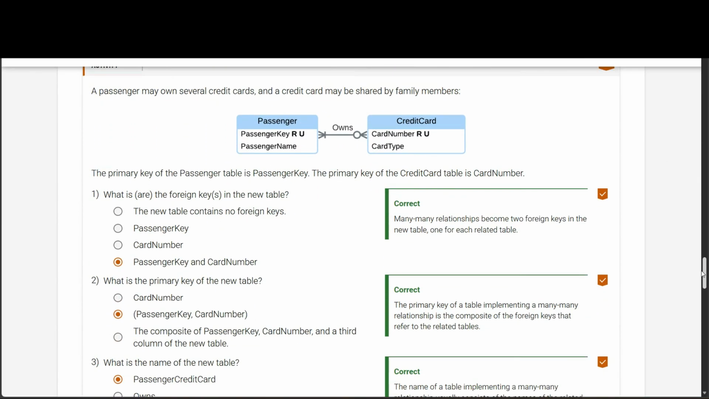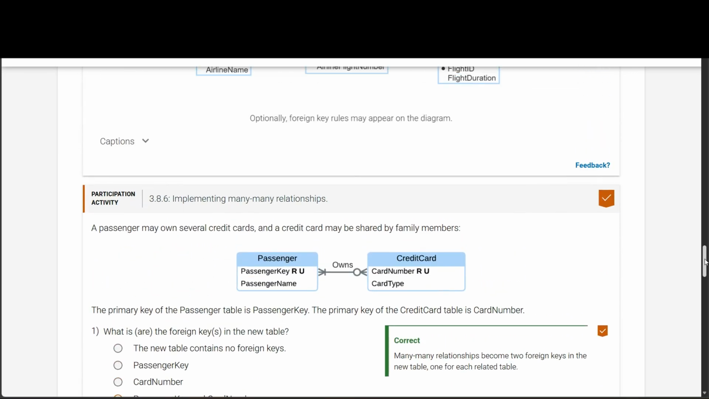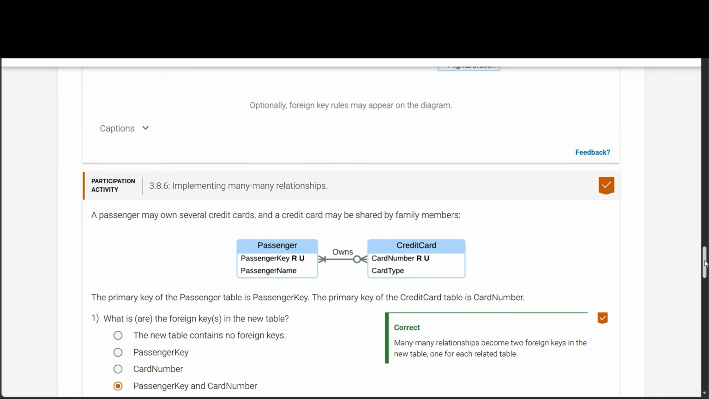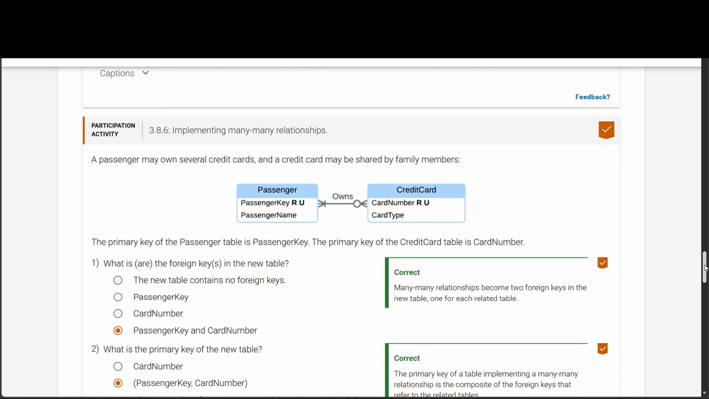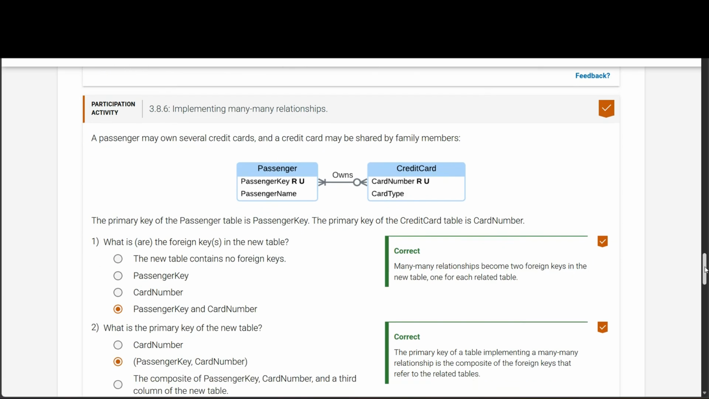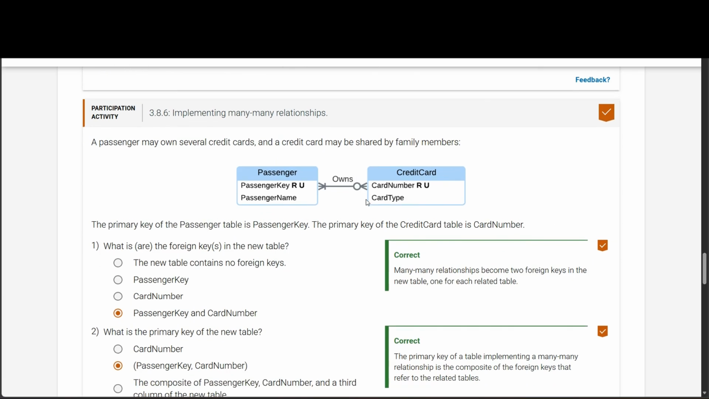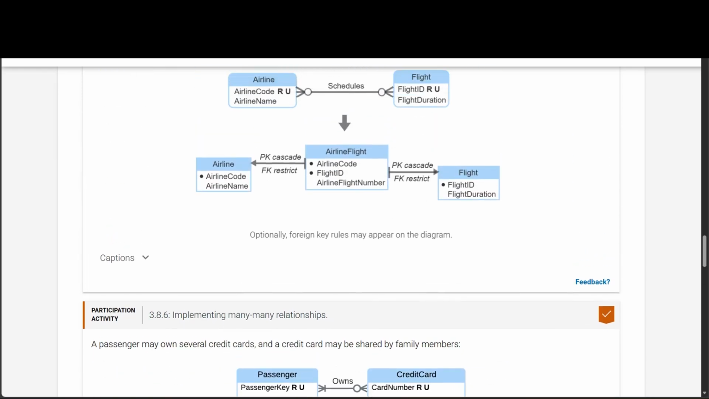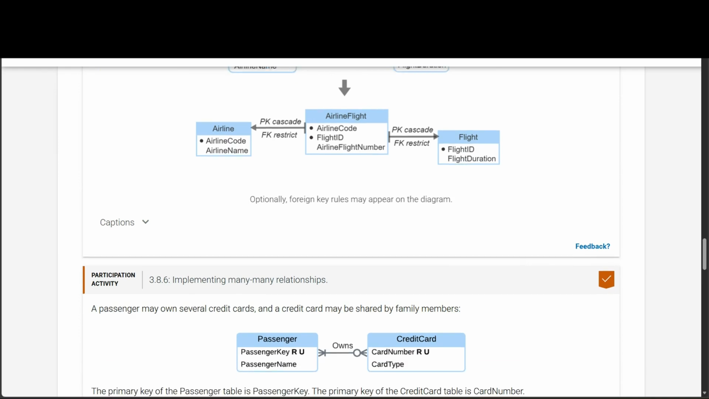So as we go down, let's work on this participation activity just to understand deeper about many relationships. A passenger may own several credit cards and a credit card may be shared by family members. That is true. So we have a passenger and a credit card, and who owns it? The primary key of the passenger table is the passenger key. The primary key of the credit card table is the card number. So what are the foreign keys that appeared in the new table?